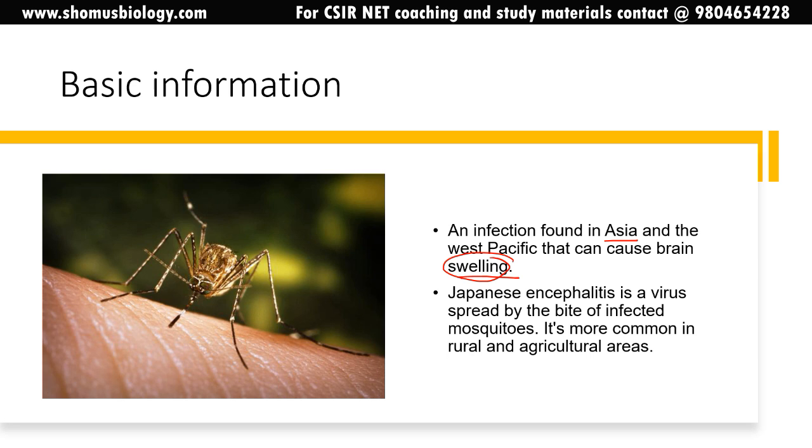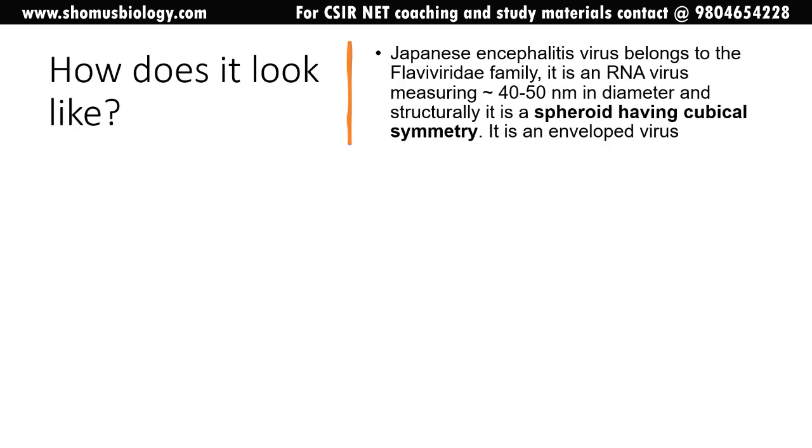Japanese encephalitis is a virus spread by the bite of an infected mosquito. It's more common in rural and agricultural areas of the world. So what does it look like?